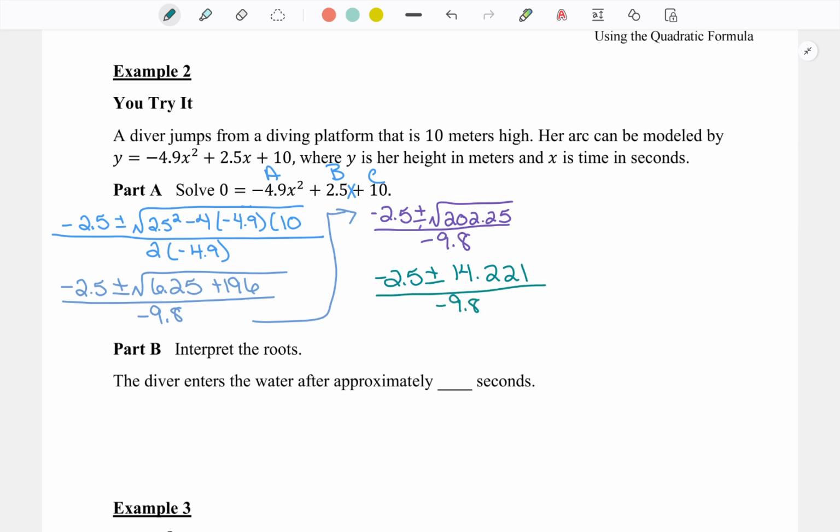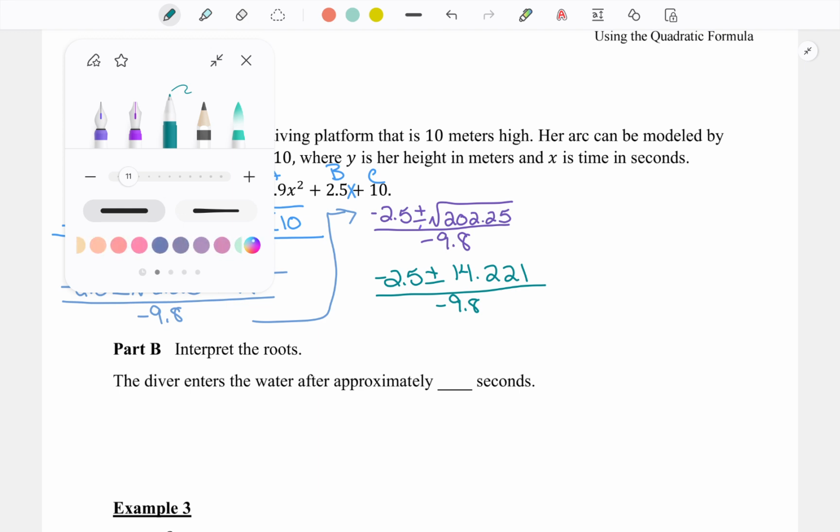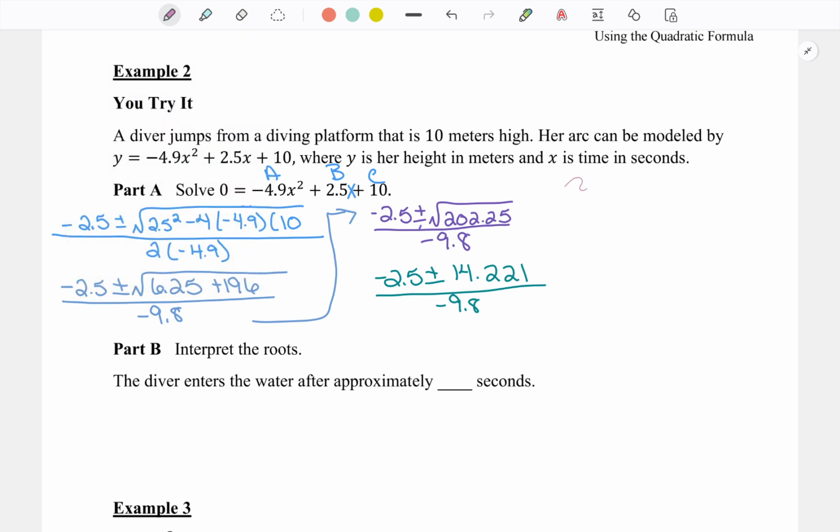And then we are going to need to split it into two problems. So we have negative 2.5 plus 14.221 over negative 9.8. And then we have negative 2.5 minus 14.221 over negative 9.8.